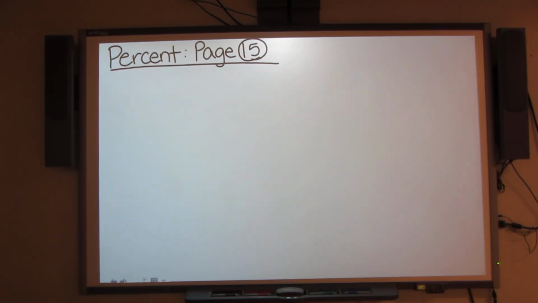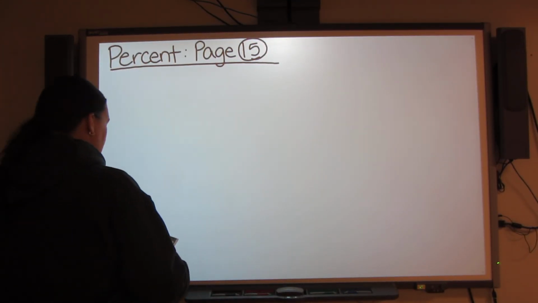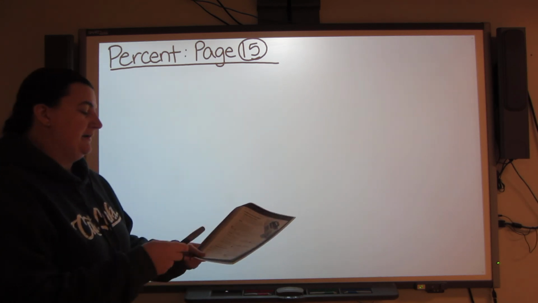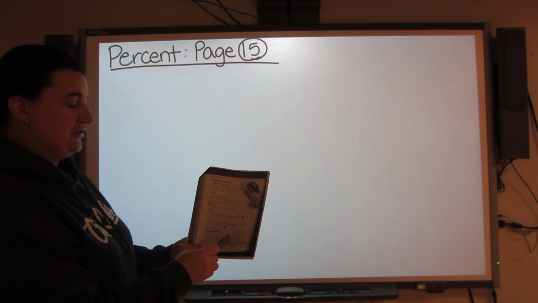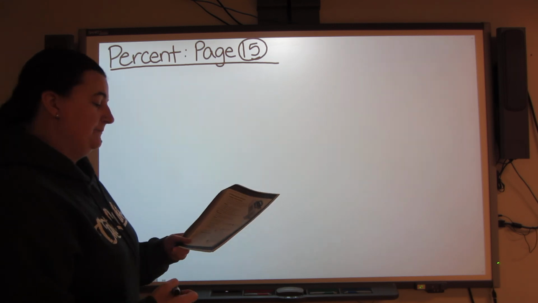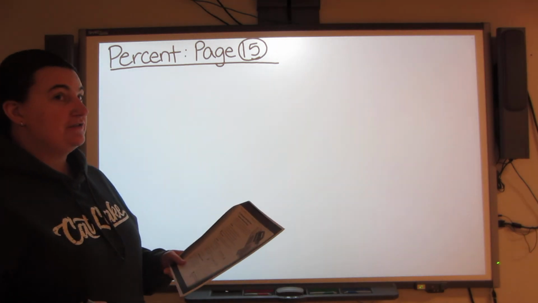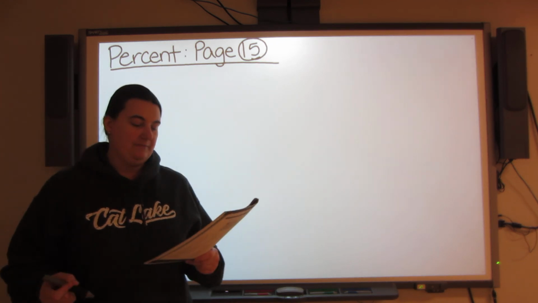Page 15. So you'll notice that the questions are way down at the bottom. Your must is 1 to 4, and your should is 5 to 9. You're going to do the same 3 steps for each one.